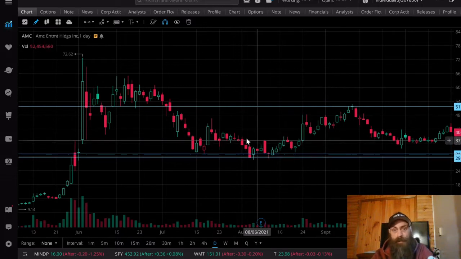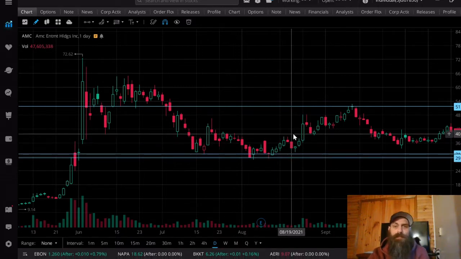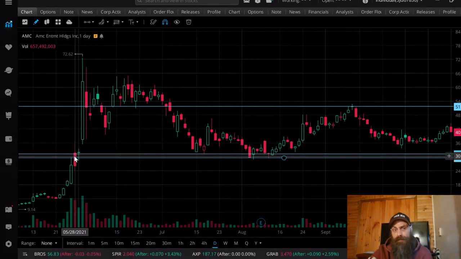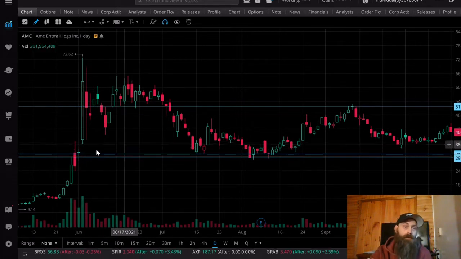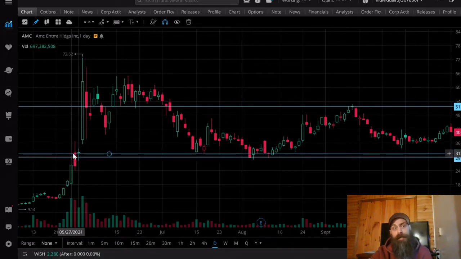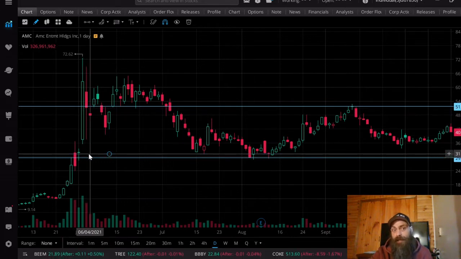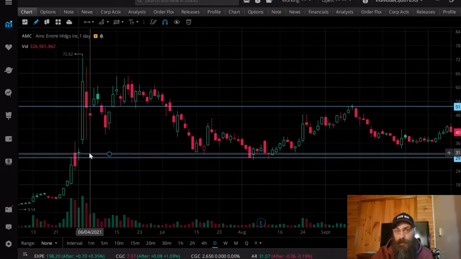Okay. And usually when you break an area of resistance, that resistance is going to now become support. So anytime you break a line of resistance, most likely it will come back down and test that old line of resistance, which will now become an area of support.